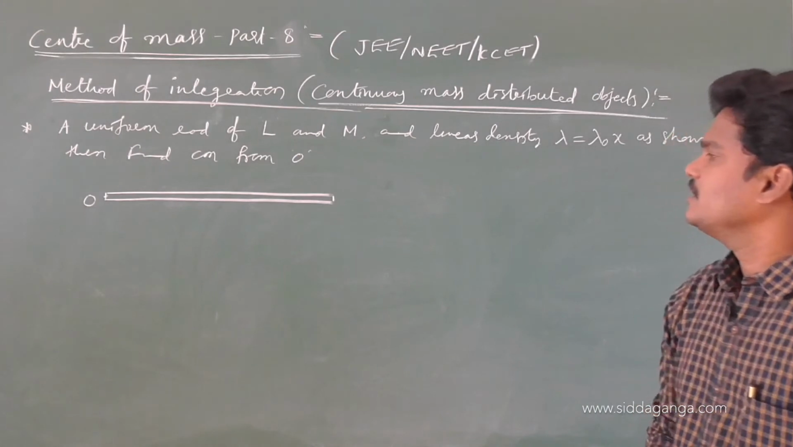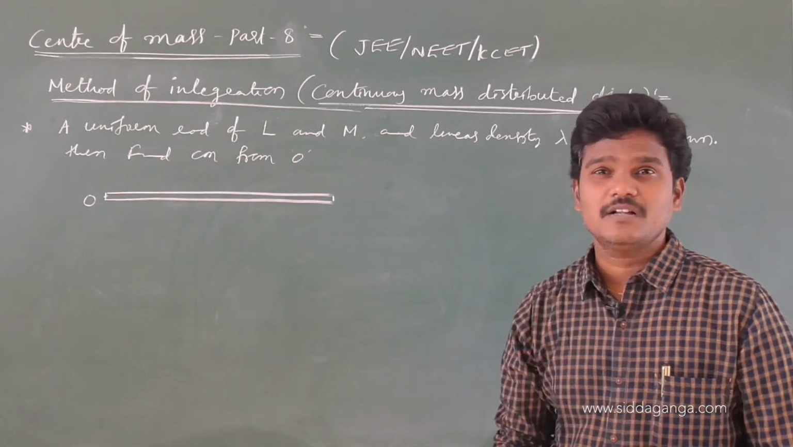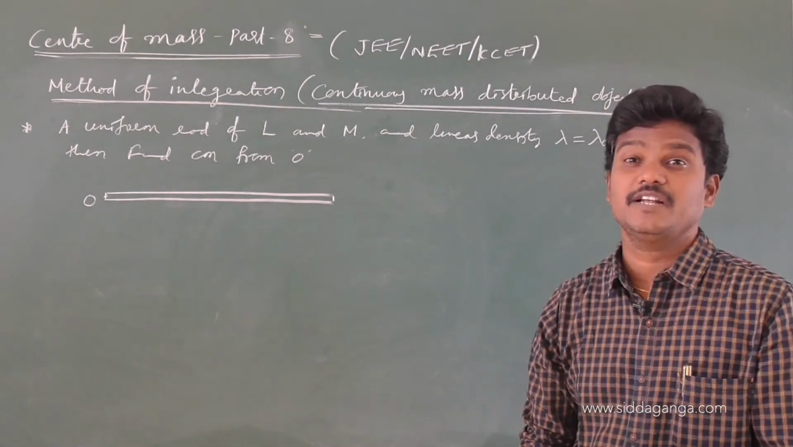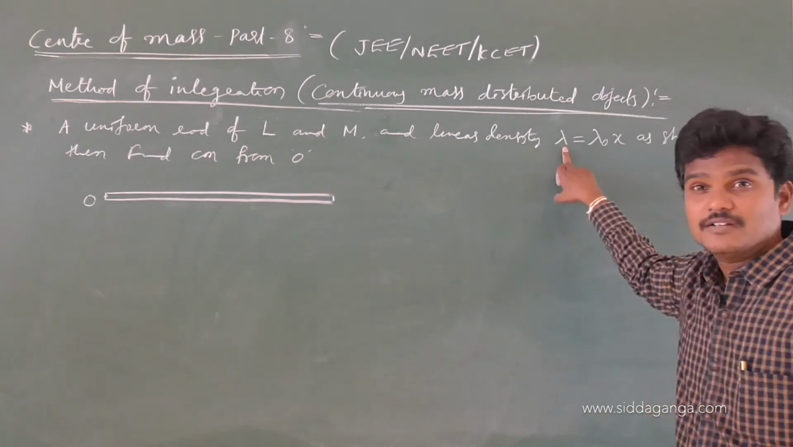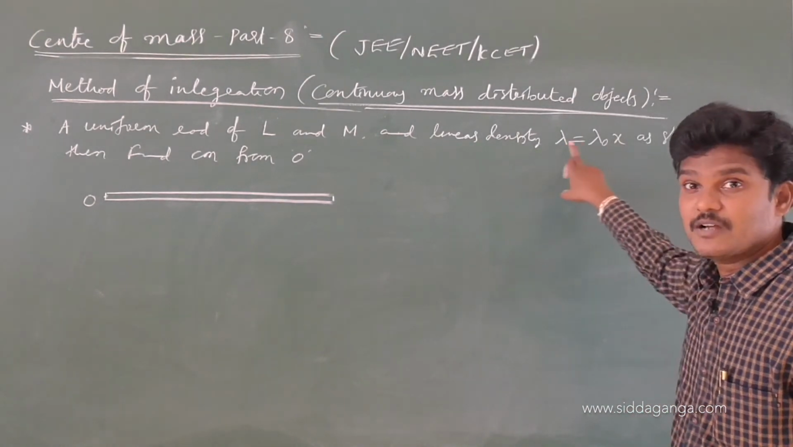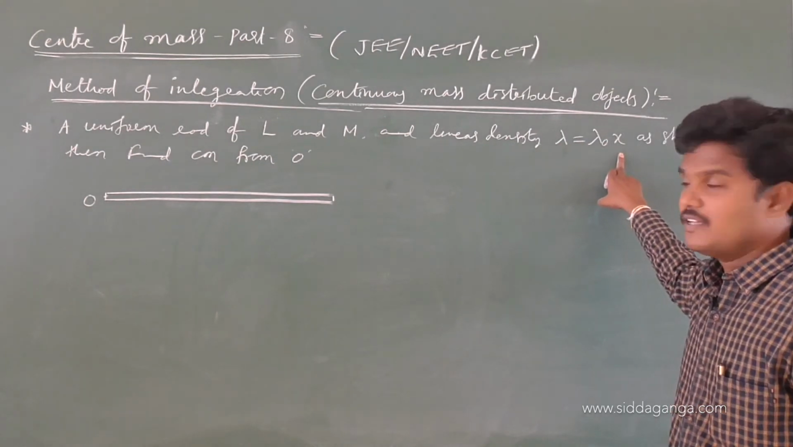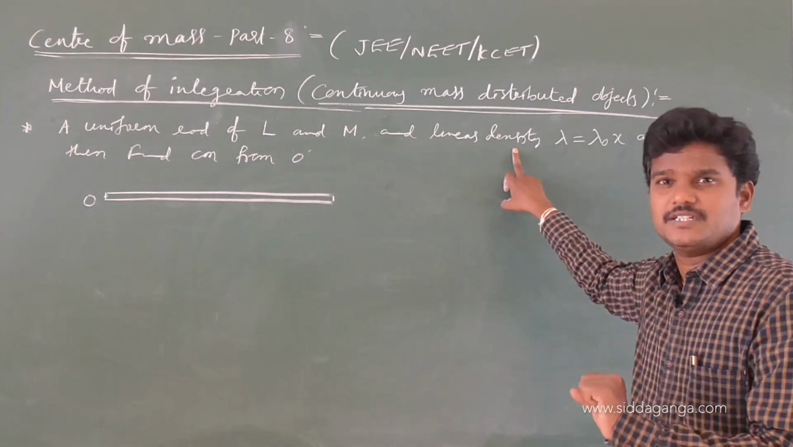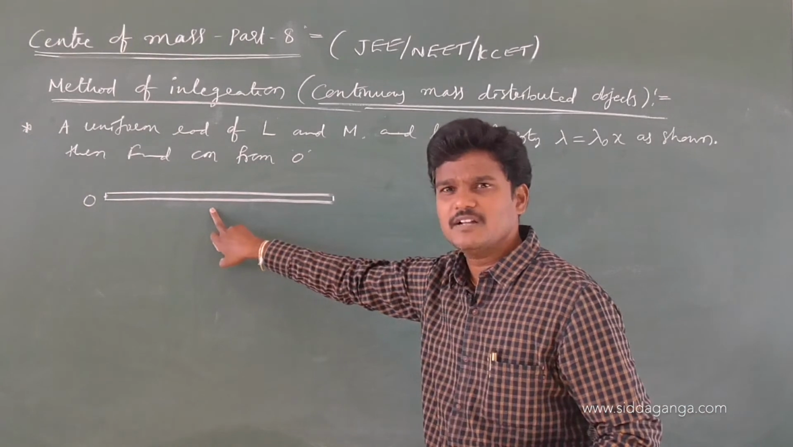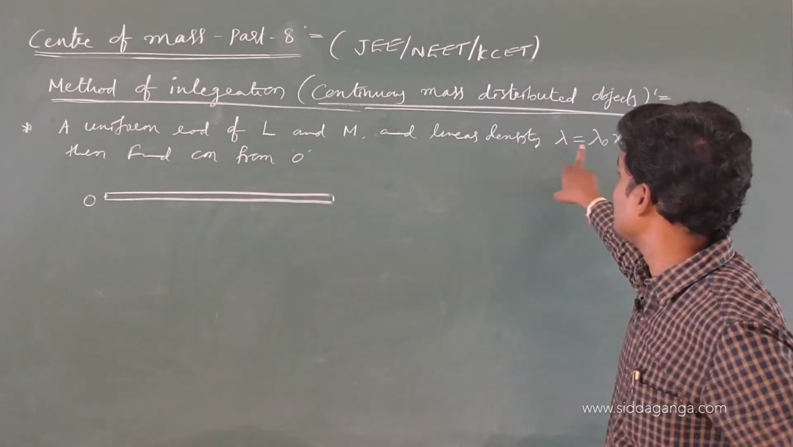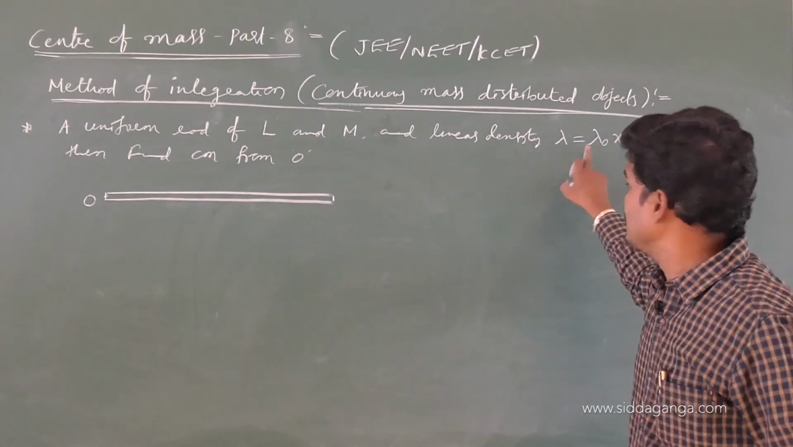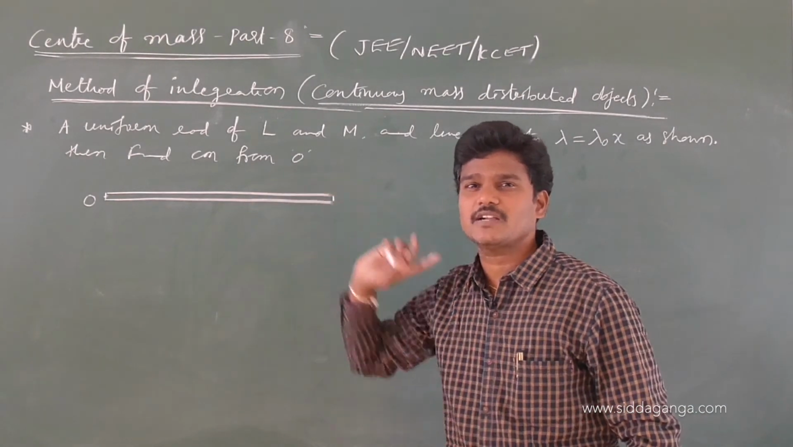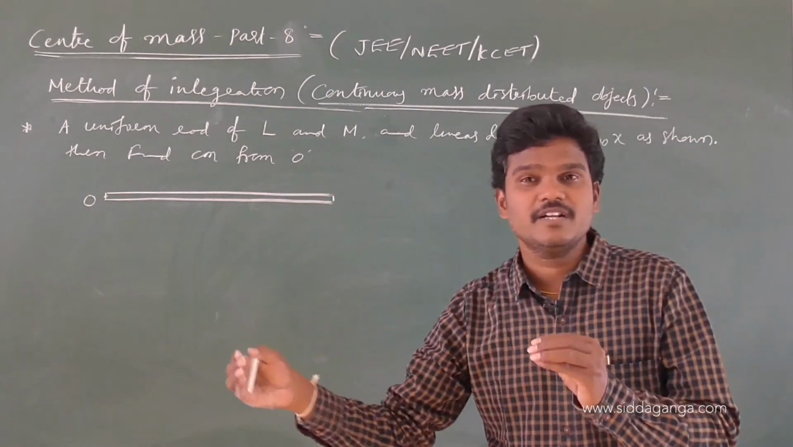Okay, try to follow it. They have given a uniform rod whose length is L and whose mass is capital M, and the rod has a linear density lambda that varies with respect to x. So the density is varying. If it had uniform density, then the center of mass would be L by 2. If length is L, the center of mass is L by 2, direct answer. But here the linear density is varying.